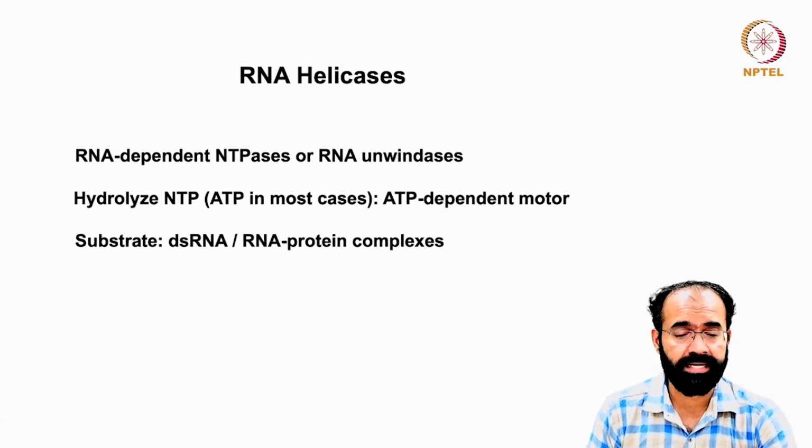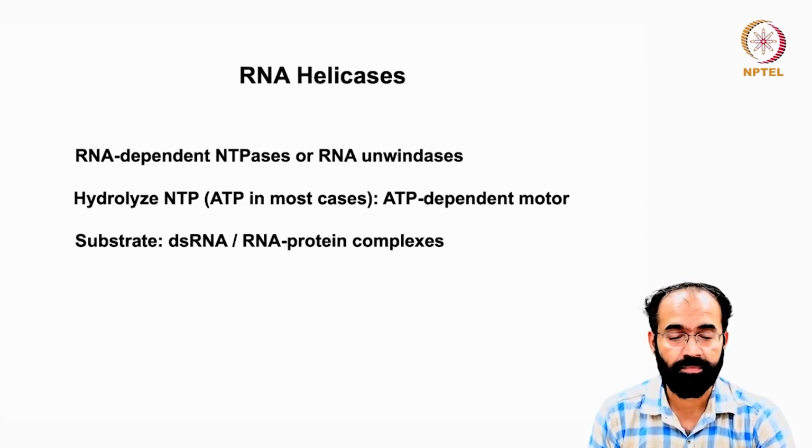They are needed for hydrolyzing the NTP, and in most cases it is ATP, so this can be called an ATP dependent motor. And many a time, remodeling double stranded RNA and RNA protein complexes requires RNA helicases.